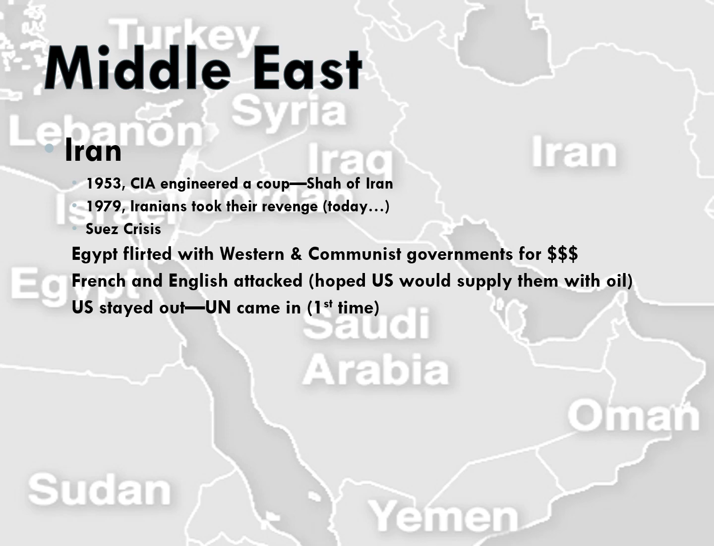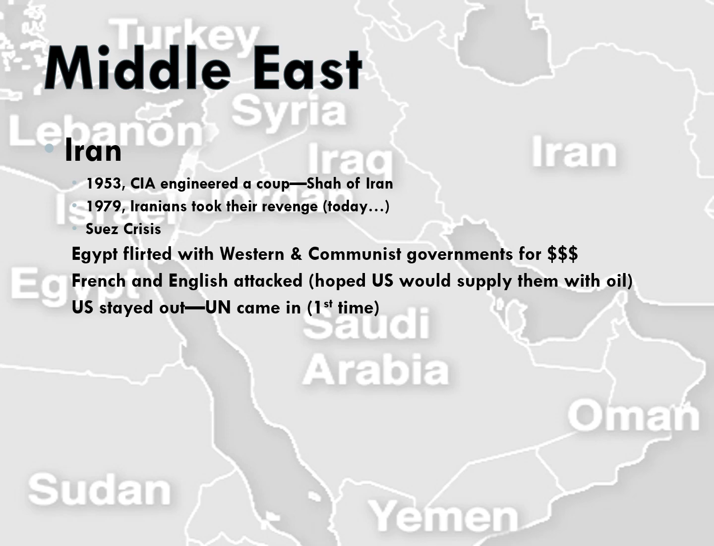And Egypt kind of flirts with Western nations as well as the Soviet Union for money. And when things don't really happen, England and France on their own, they don't want to give up the Suez Canal and aren't really happy with how Egypt is toying with them. And so they kind of covertly go after Egypt here, hoping that the United States would also supply them with oil as well and some help. And Ike is kind of like, not going to do it.